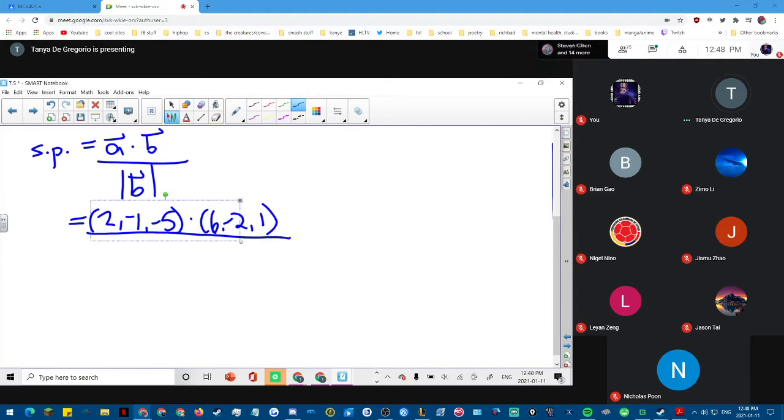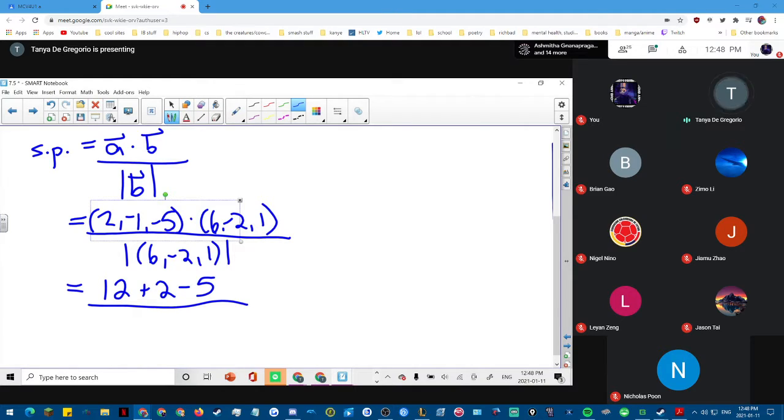Divided by my magnitude of B. Okay, who wants to do that for me? So go ahead and multiply and add. So what am I going to be left with? 12 plus 2 minus 5. And for magnitude, what do I do? Square each component and add them. Excellent. Sum of the squares.